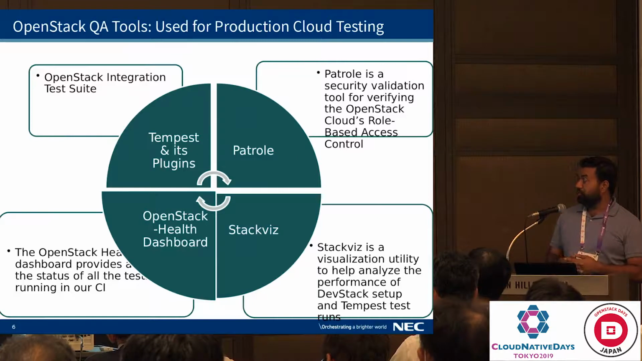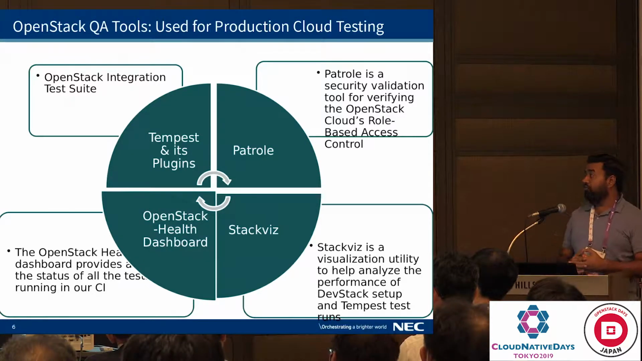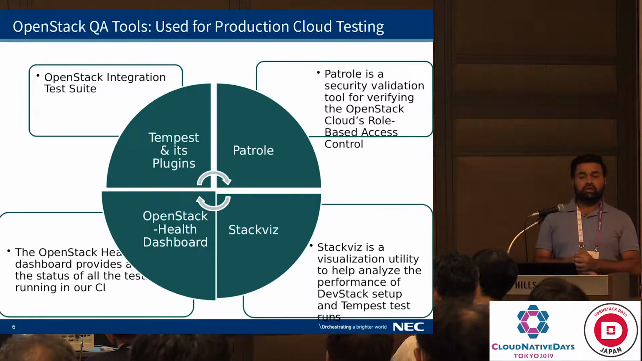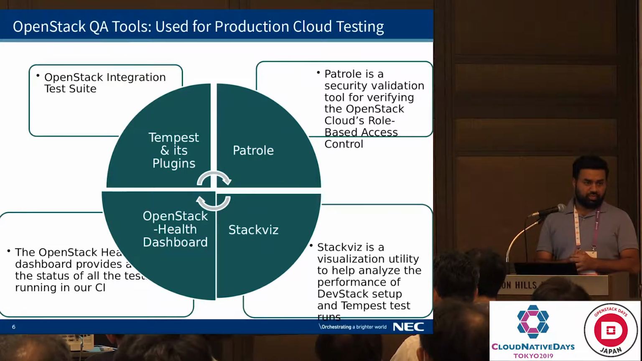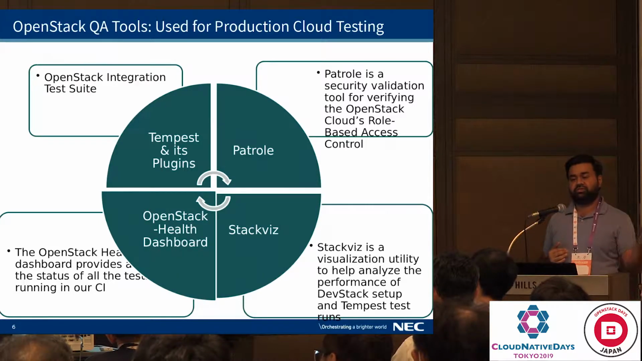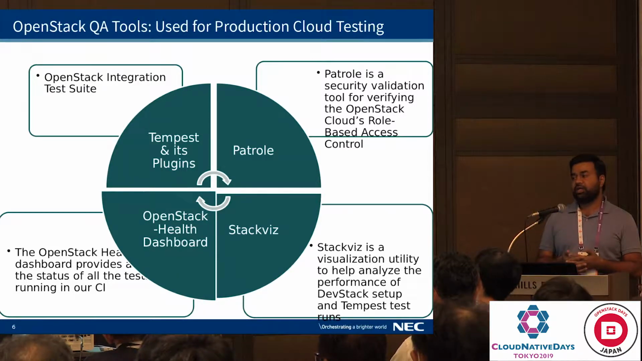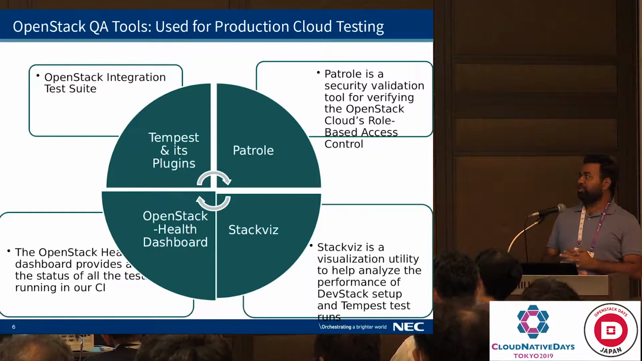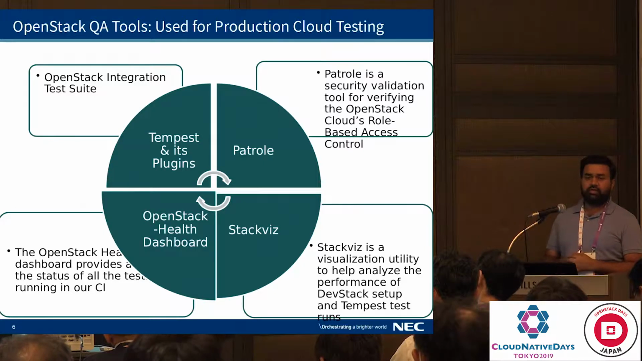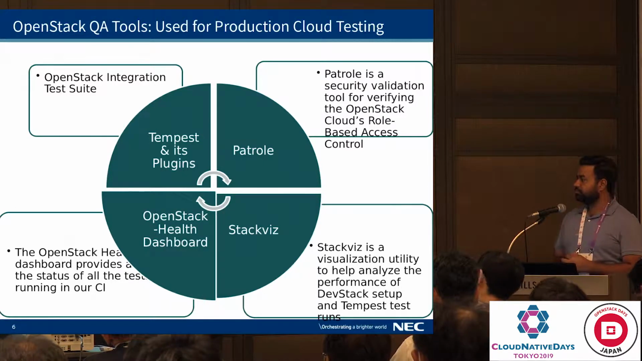Second is Patrole. That is a new tool introduced, I think, two years back. Patrole is the security validation tool for verifying OpenStack role-based access control. As you know, OpenStack APIs have policy enforced on each API operation, where you can control that this user has access to this API and this user cannot access that API. So those policy things are tested by Patrole. How it tests, we'll cover in the next slides.